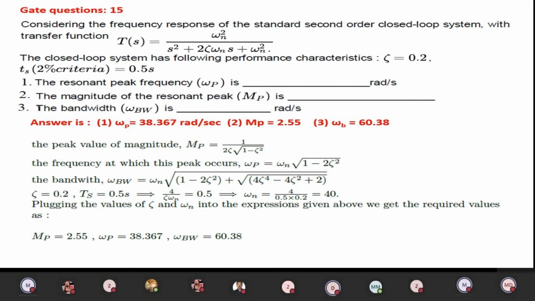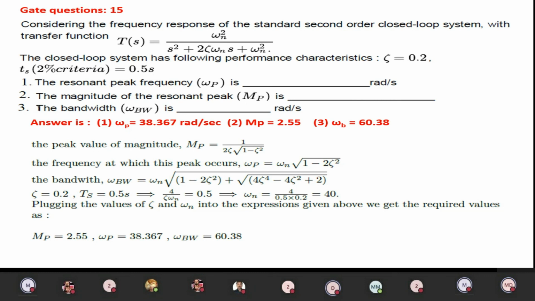Similarly, the next problem will be the compensator problem. Okay, so here you can see, consider the frequency response of the standard second order system with the transfer function of this. The damping ratio is given, settling time is given, resonant peak we have to determine, the magnitude of resonant peak, bandwidth is also we have to determine. So by having the equations directly you can determine all the asked values. So Mp is nothing but 1 divided by 2 delta root of 1 minus delta squared, damping ratio is 0.2. Substitute that and you will be getting the answer.